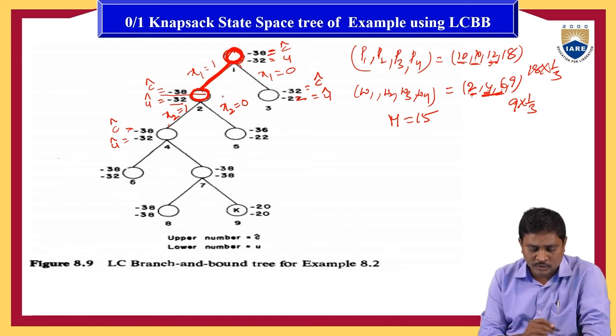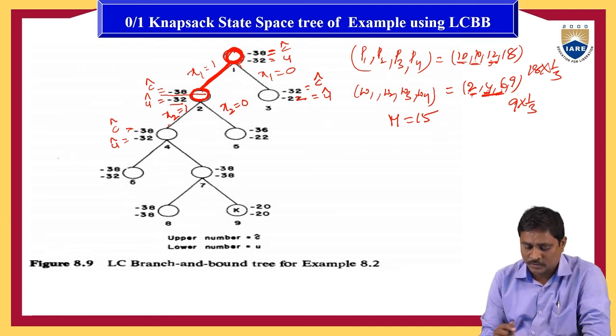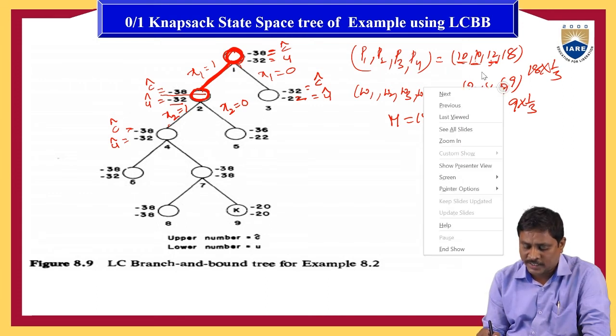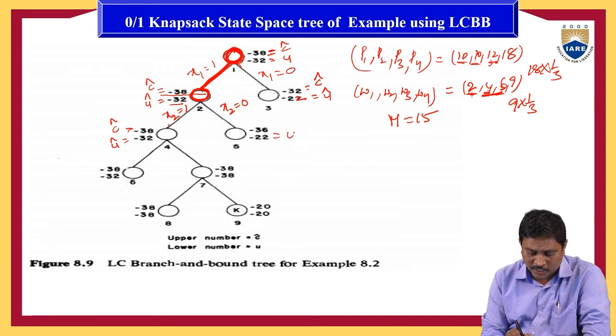Here x2 equal to 0 means we do not consider the second weight value. So now 2 plus 6, 8. 8 plus the remaining 7 value, here 8 plus 9, 17. It is more than 15. So we consider only 2 plus 6, 8. 10 plus 12, 22. 22 is the upper bound value.